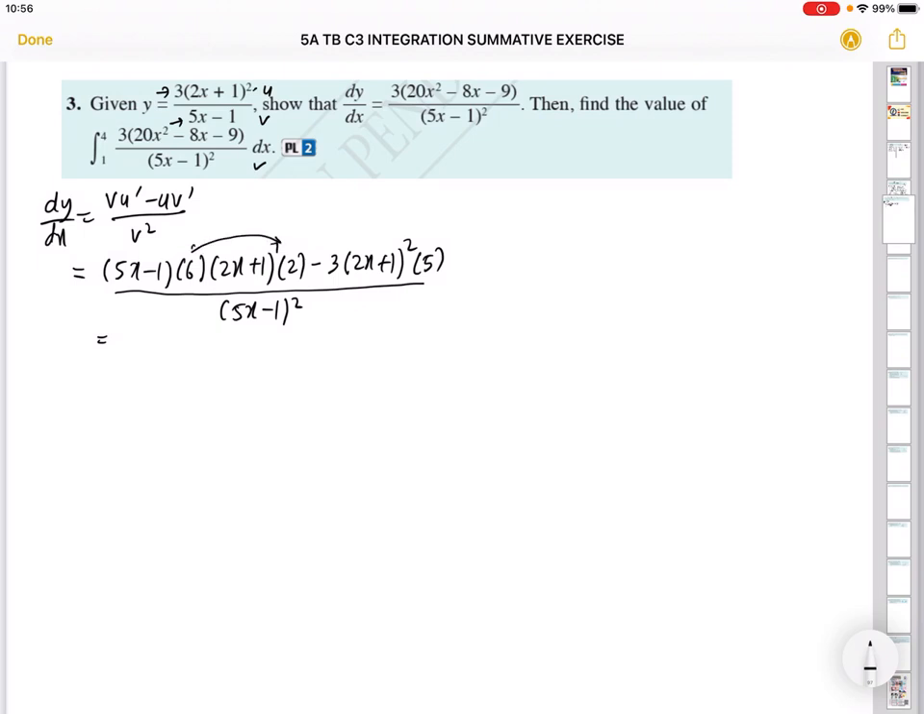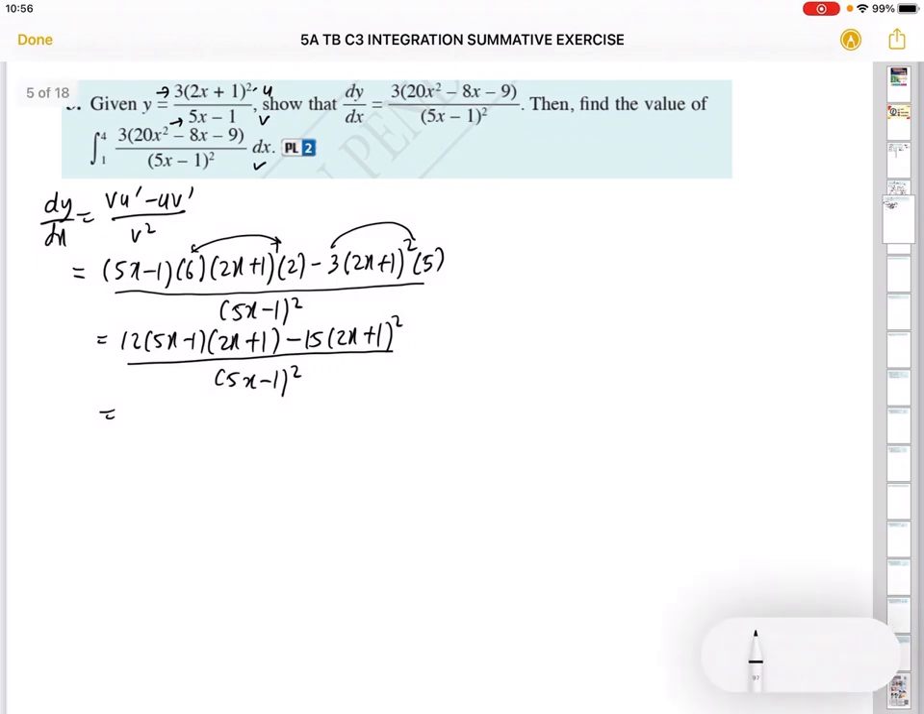6 times 2 is 12. I copy my 5x minus 1 together with 2x plus 1, and 3 times 5 is 15. I just put it together, 2x plus 1 power 2 divide by 5x minus 1 squared. Now as you can see here, we actually have 2 common factors. My first common factor is 2x plus 1, right?